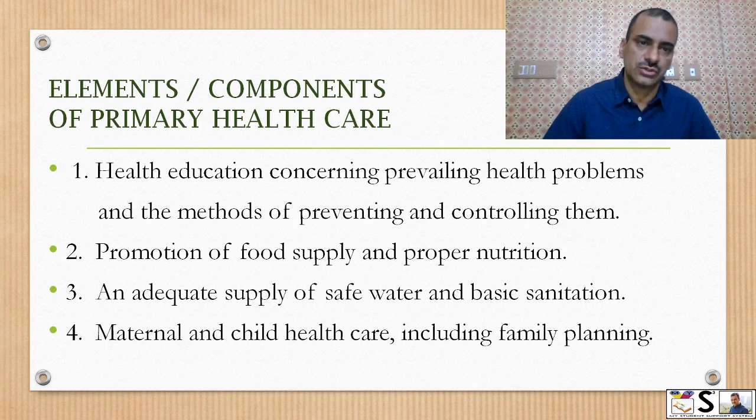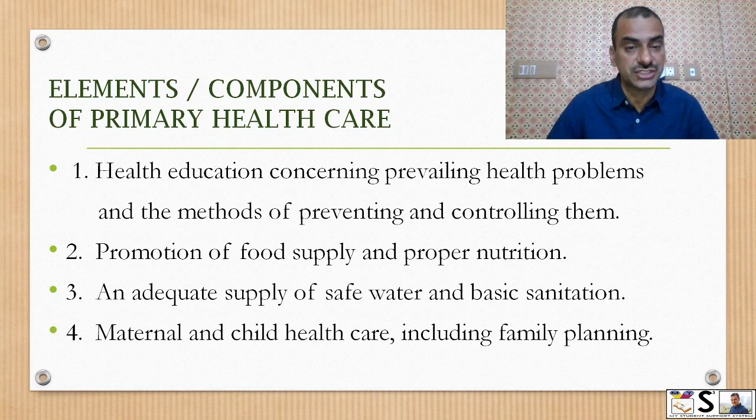Elements or components of primary health care. There are 8 elements or components of primary health care, and these are very important. You must remember them always because these are the basic works or functions of primary health care, and these also become the functions of the primary health center, sub-center and even community health center. Some additions and subtractions are done. So what are these elements or components?